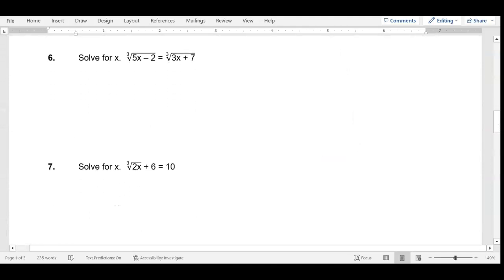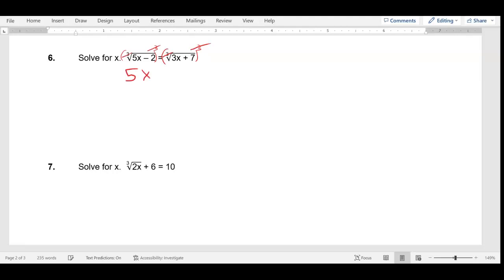All right. Now this was our 6.4, 6.5 notes stuff. So let's solve number 6. If you have the same root on both sides, so cube root here, you get rid of the cube root by cubing it. So when you cube this side and you cube this side, it's going to cancel out. So really, you're just left with an equation like this.